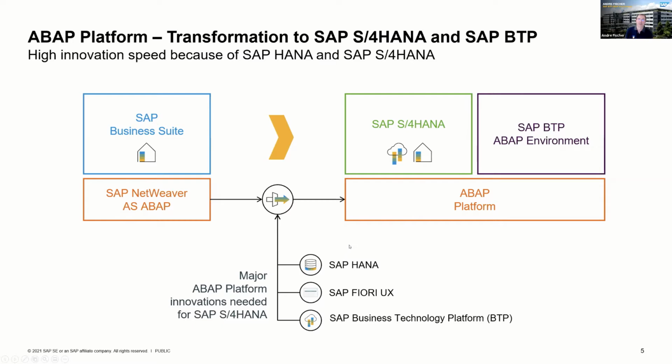And what are the major innovations here? The ABAP platform is using SAP HANA solely, and it's optimized to build in the end SAP Fiori-based UIs. And it can, as I said, not only be used on premise. It is also used in the cloud in the SAP BTP.